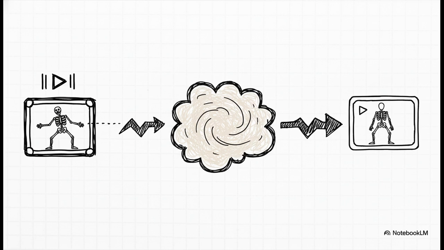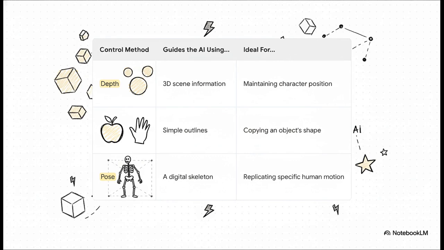Just think of that latent space as the AI's initial idea, its starting blueprint. Before it starts creating, you give it a guide video. This could be a 3D depth map or a character skeleton. This guide gets injected right into the blueprint, steering the AI's creation from the very beginning. So you've got a few really powerful tools in your toolbox here.